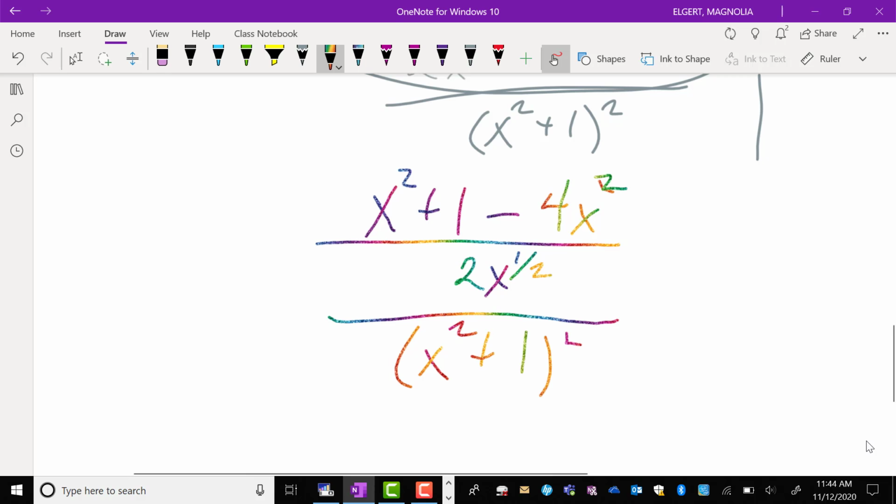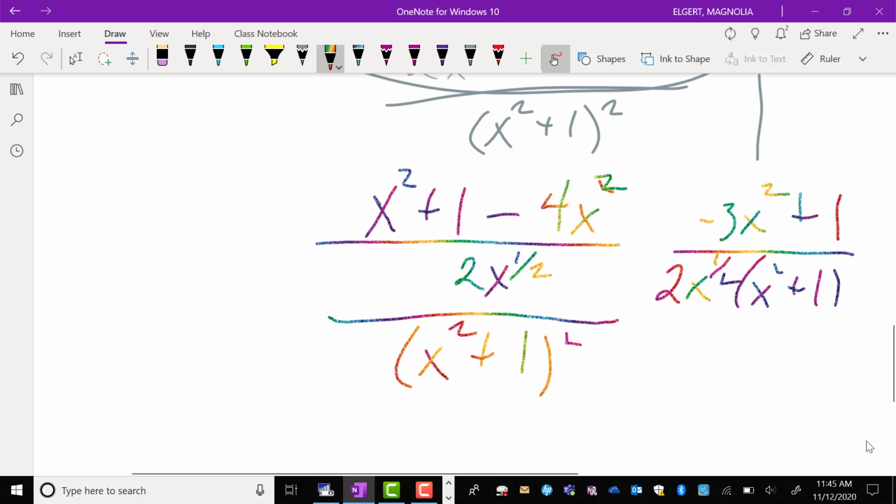So now you can simplify that numerator. It's negative x squared plus 1. That's the numerator. And when you have these two denominators and nothing's going to cancel, they basically just get multiplied. If you multiply by the reciprocal, it's just going to be 2x to the 1/2 times x squared plus 1 squared. Sorry, my 2's are kind of crazy because my pen died. I'm using my finger. So that's what those would look like.